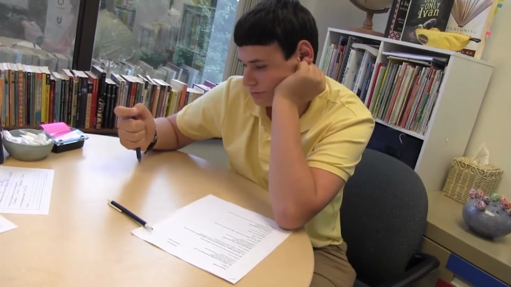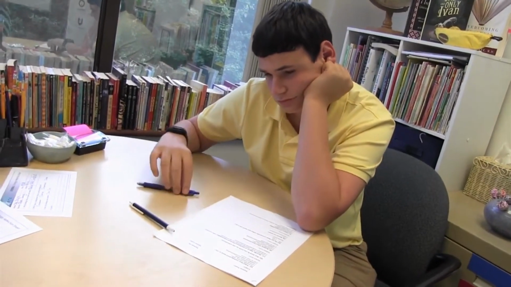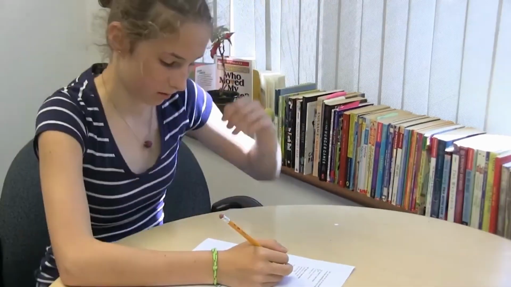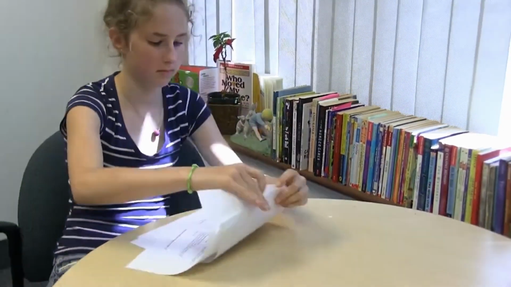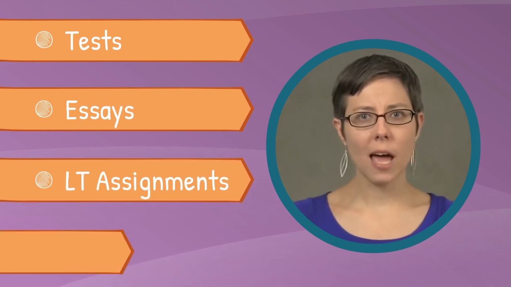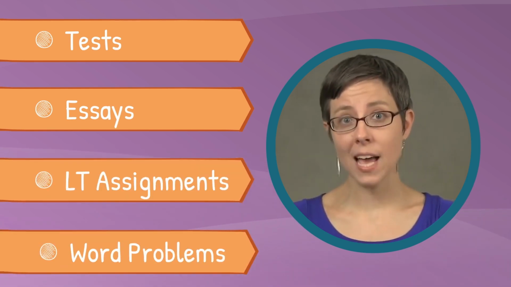Following directions can be especially challenging for students who do not self-monitor their work. Students might be confused or intimidated by wording or directions, leading them to make hasty mistakes. These mistakes can occur on various assignments, including tests, essays, long-term assignments, and word problems in math or science. Explicit strategies for breaking down directions in a systematic way can make a major difference for students.